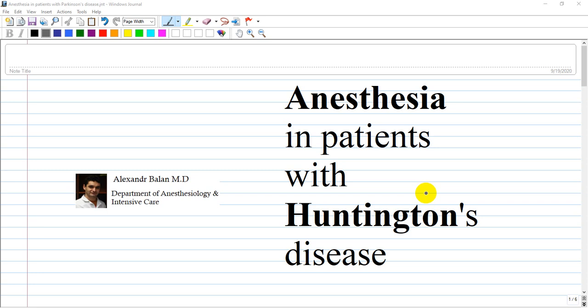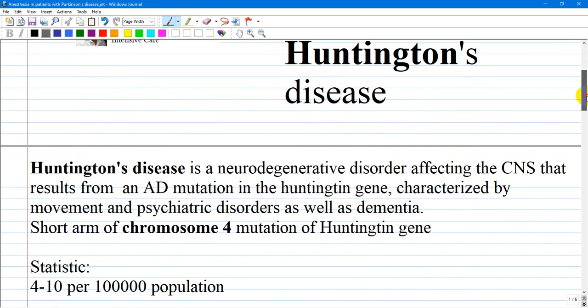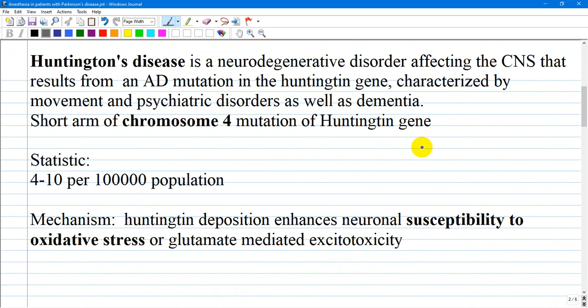Neuroanesthesia, and the subject is anesthesia in patients with Huntington's disease. We will touch many points from this disorder like definition, pathophysiology, of course symptoms, and possible treatment. And the last line will be anesthesia and its specificity or particularities. So let's start with definition.